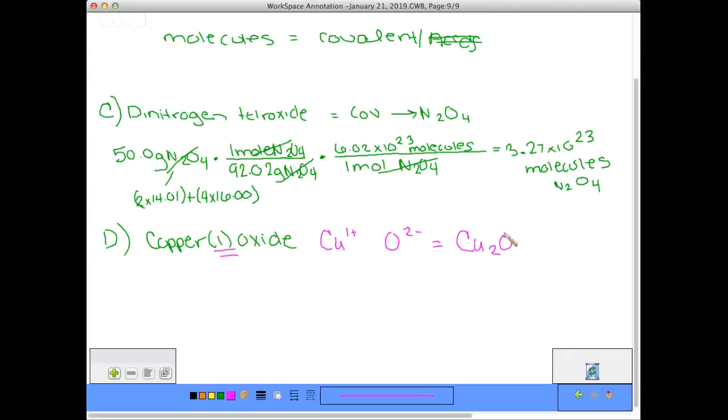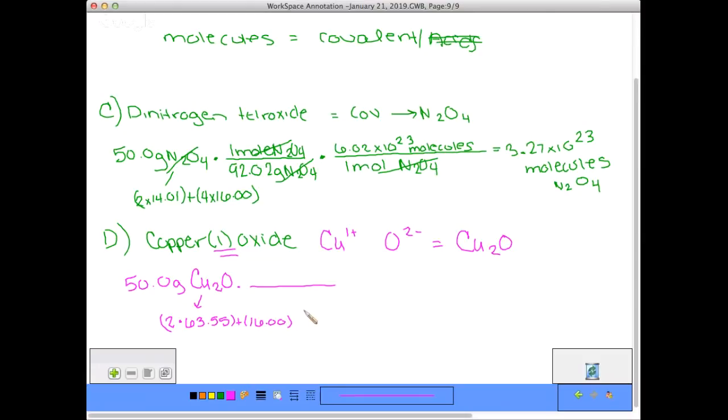Remember, it does not actually have this compound. If we were to look at this, this is just a lowest ratio. We have what's called a lattice structure with this compound. So if we have 50 grams of Cu2O, and we multiply that by our molar mass, so this is going to be 2 times copper, which is 63.55. And we add that to oxygen, which is 16.00, and there's only one of them.